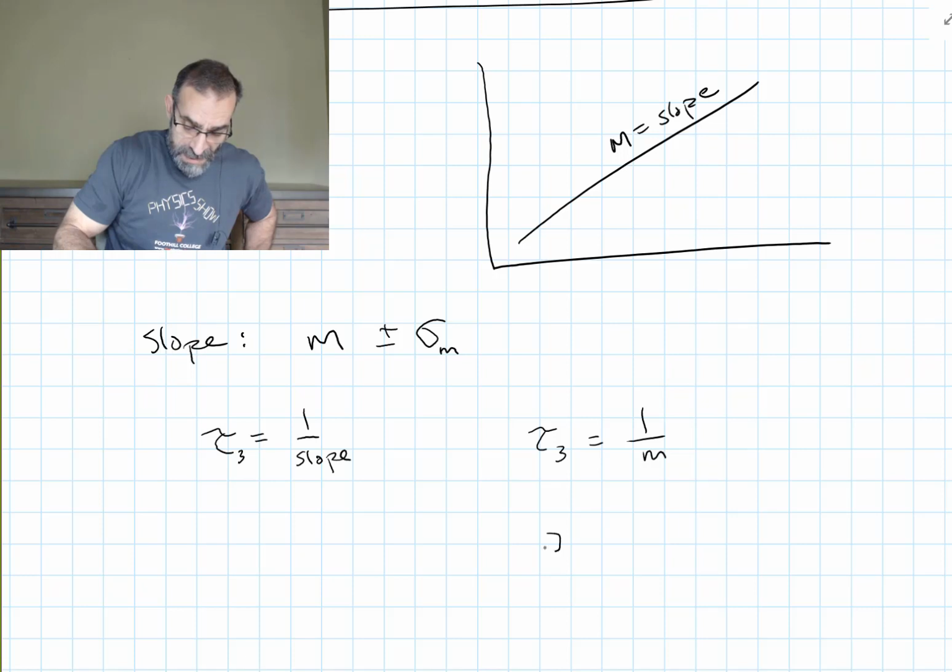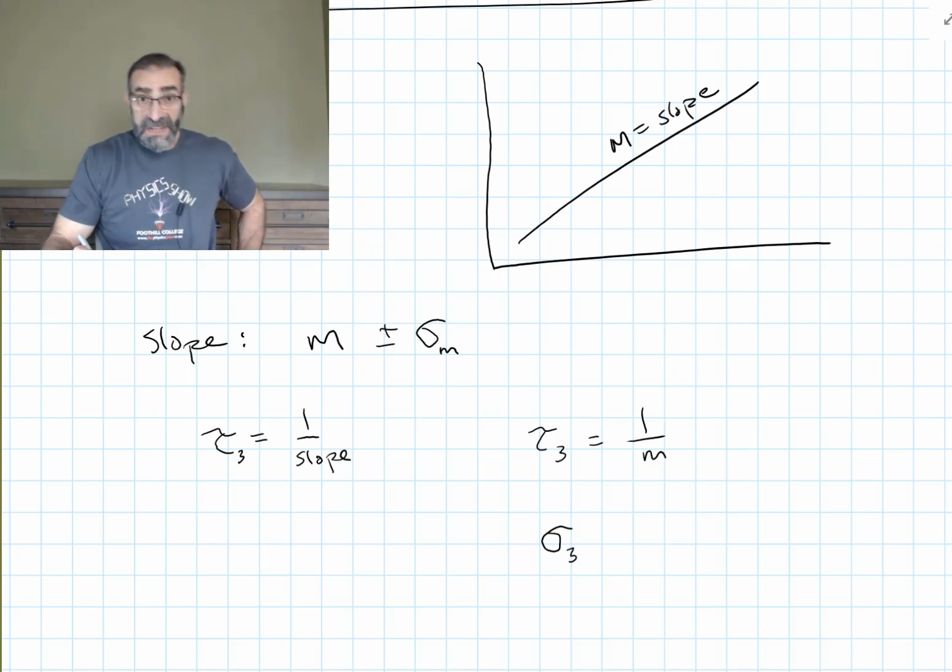And the question is, what is the error in that measurement? So what we have to do is turn the error into a percentage error. Because the error in the slope, if we turn it into a percentage error, is the same as the error in 1 over the slope, right? The error in x as a percentage is the same as the error in 1 over x as a percentage. It's not the same if it's not a percentage, right? Because we're changing the value quite a bit.